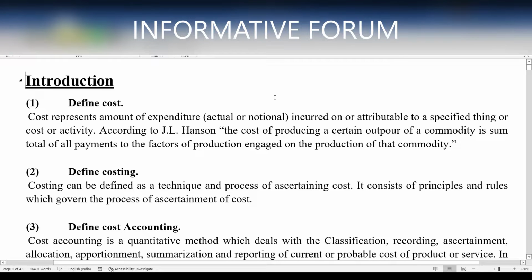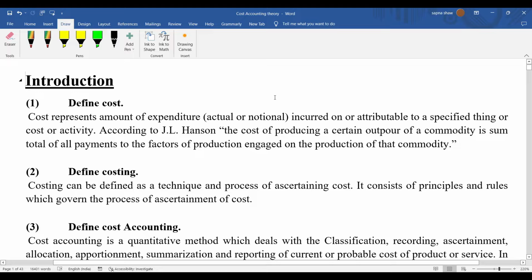So I'll be teaching cost accounting, and this is the first lecture. So we will discuss the first chapter. Yesterday we discussed the syllabus of cost accounting. Today we will start the first chapter, which is totally a theory chapter. So the first thing is cost.